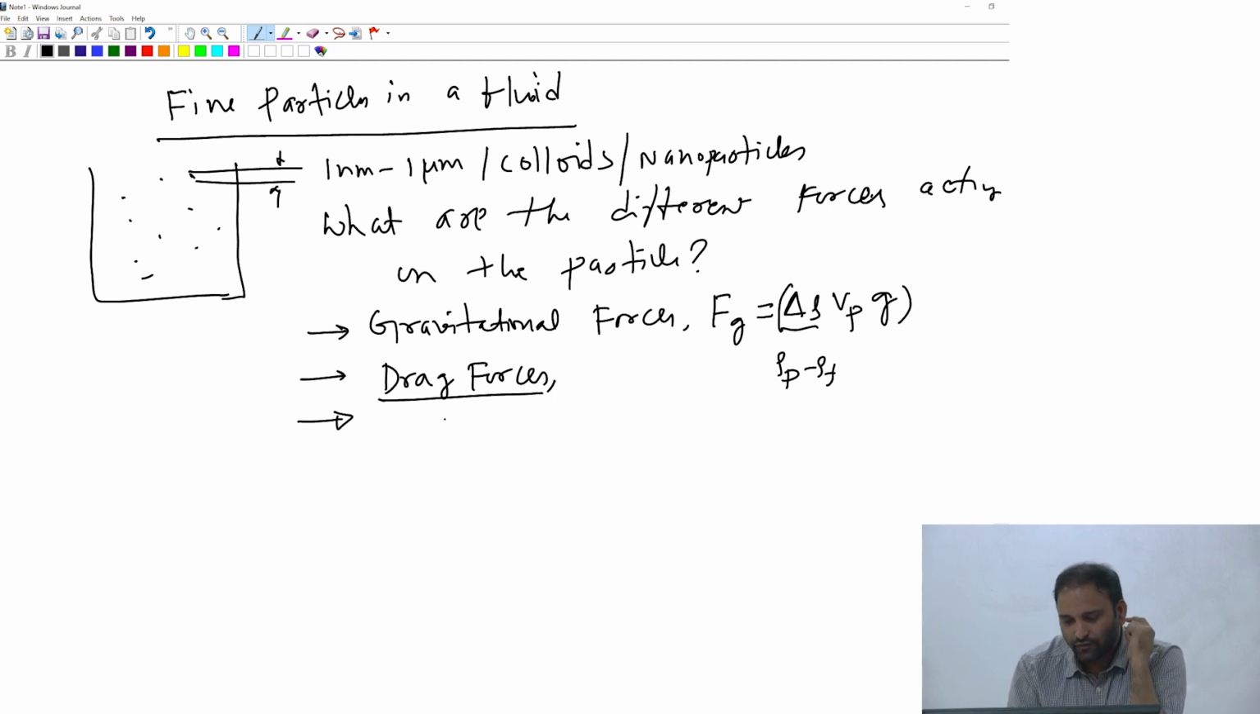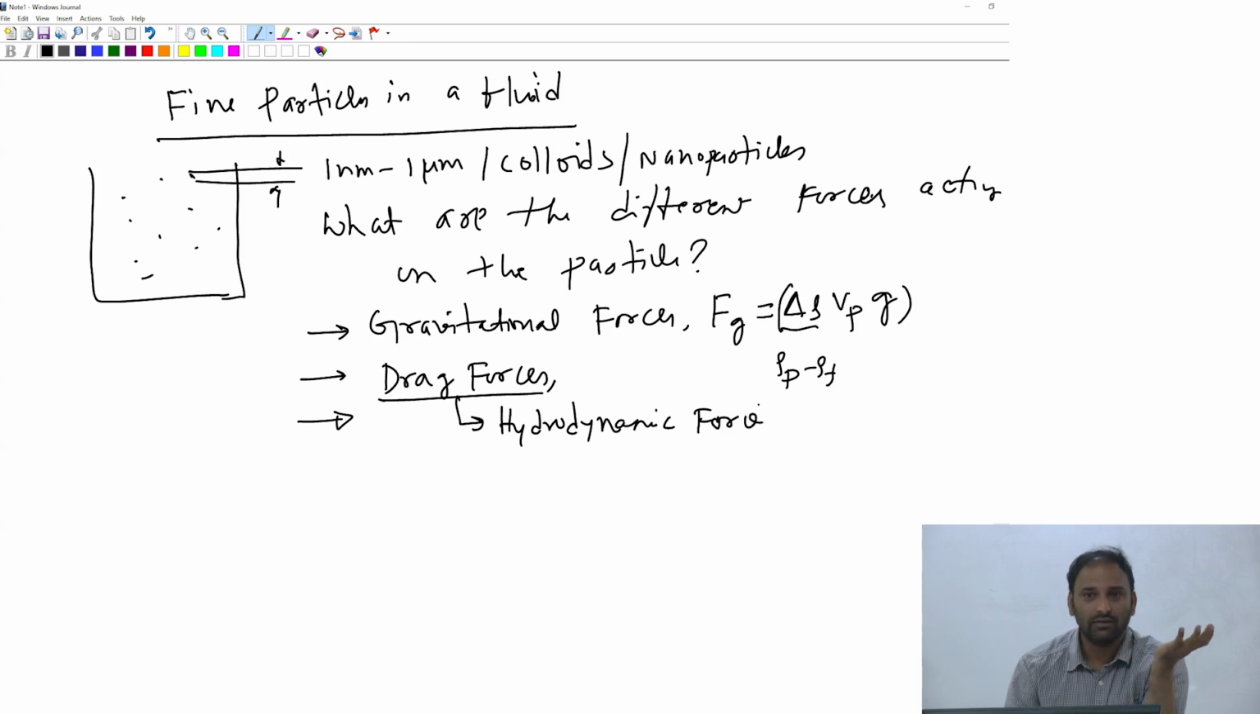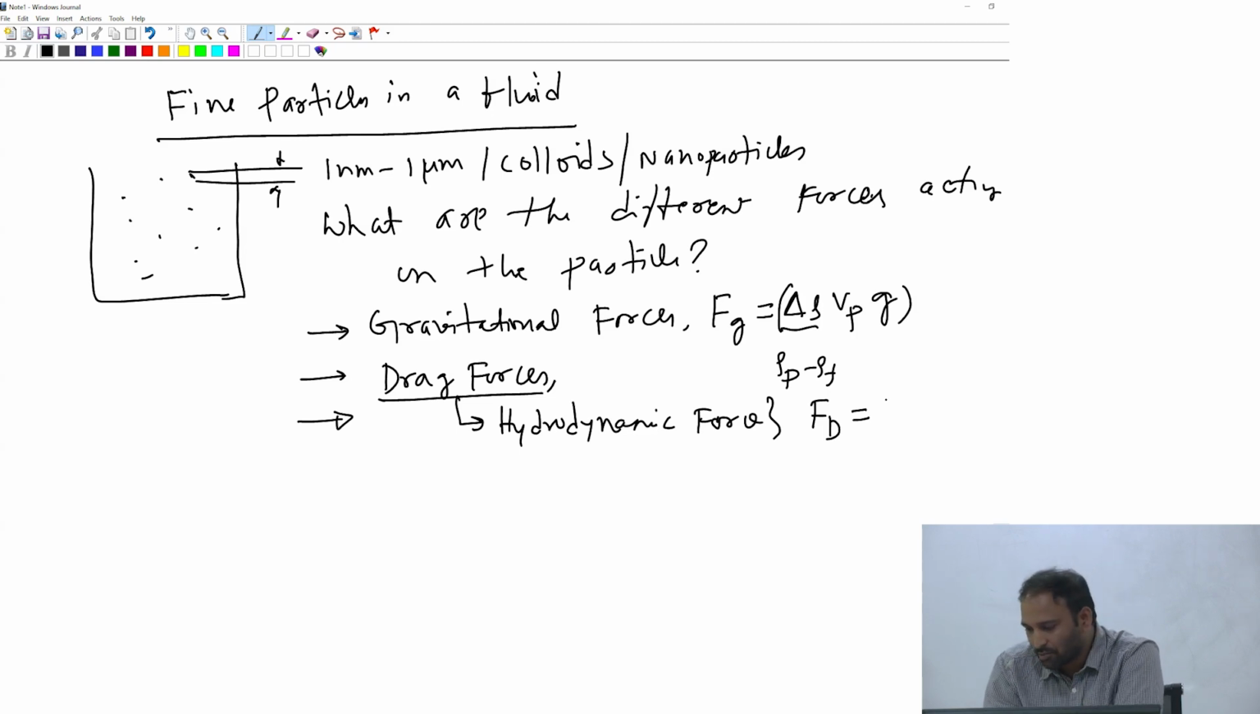People call it drag force. There's also another term for it, called hydrodynamic force. You can also call it hydrodynamic drag. And if you say it as FD, any thoughts? What is the functional form for this? I'm sure all of you have learned this at some point. It is 6 pi mu, which is the viscosity of the fluid, times some average velocity at which the particle is moving, and your r, or rp, the size of the particle. That's your drag force.